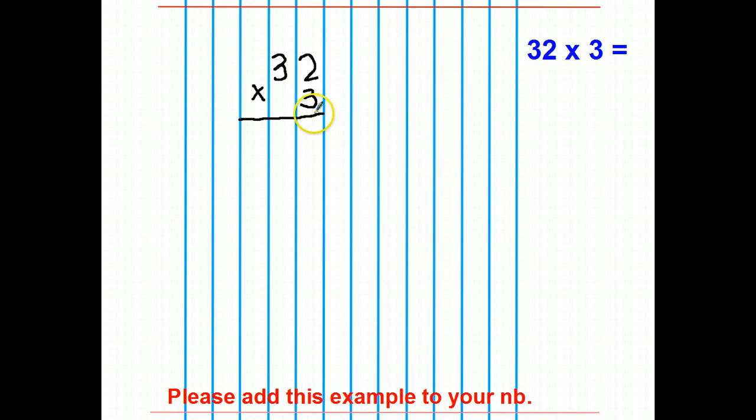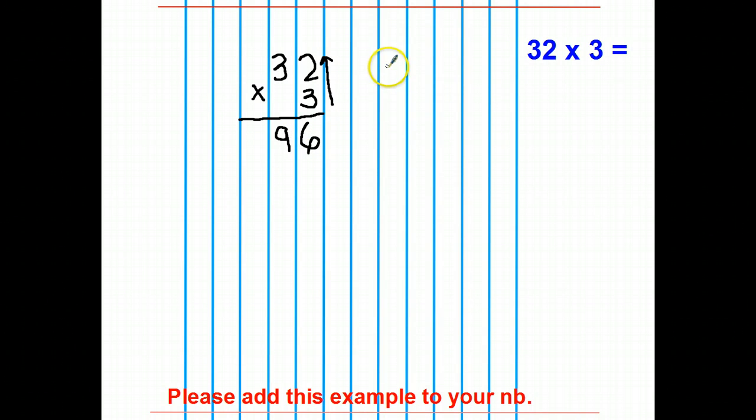So my first job is to take my ones and multiply by my ones. 3 times 2 is 6. Right, so I go here to here. Next, I'm going to take my ones and multiply it times my tens. 3 times 3 tens gives me 9 tens. And you will see that 32 taken 3 times is 96.